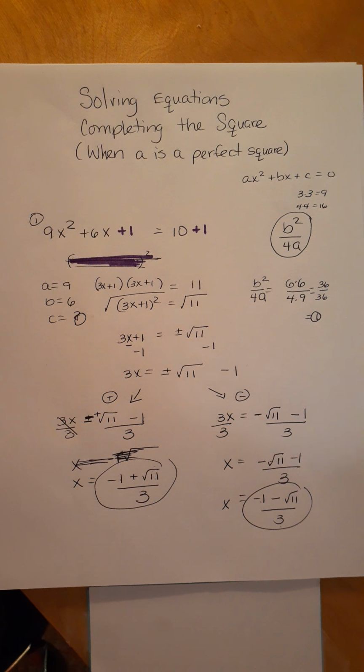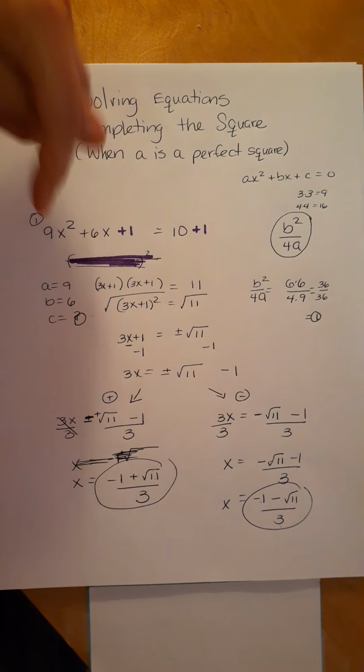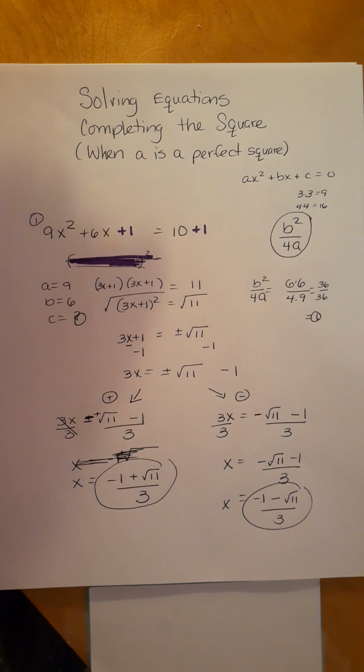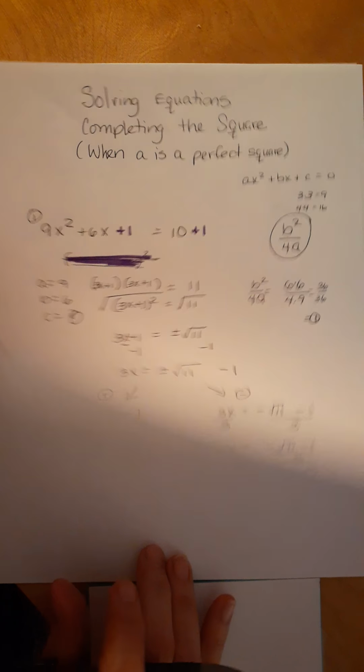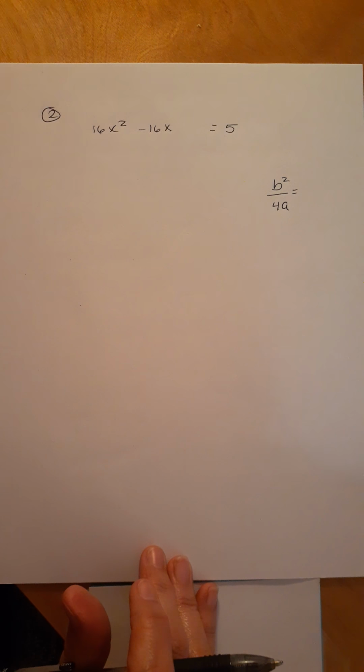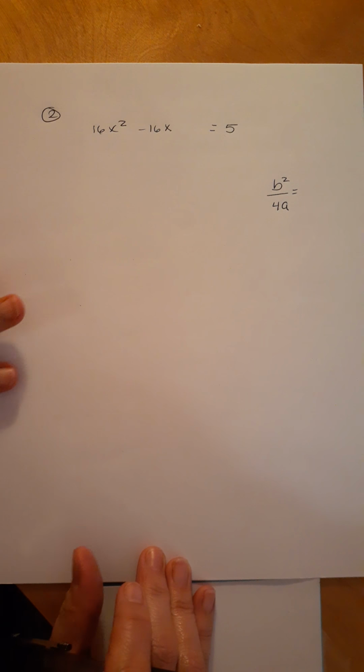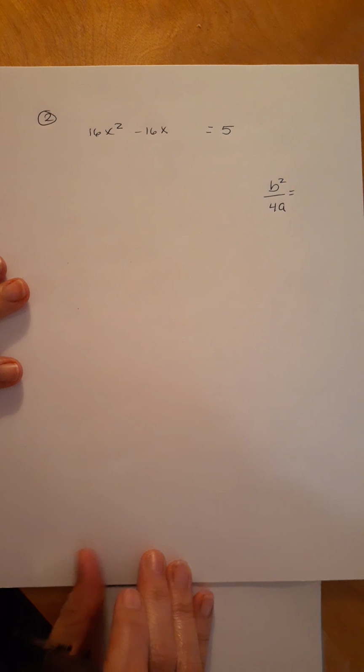And that's how you find the perfect square when the leading coefficient is a perfect square, which 9 is. 3 times 3 is 9. So let's take a look at another example. Hopefully this will be a little easier. That one had a square root staying. I'm not sure if this one does, but we'll figure it out.